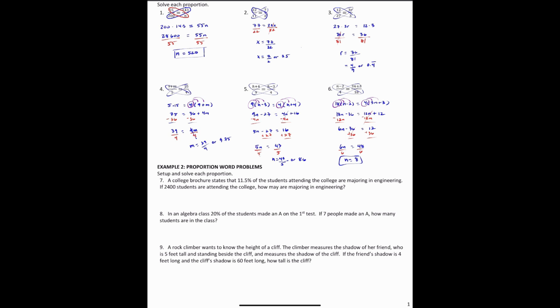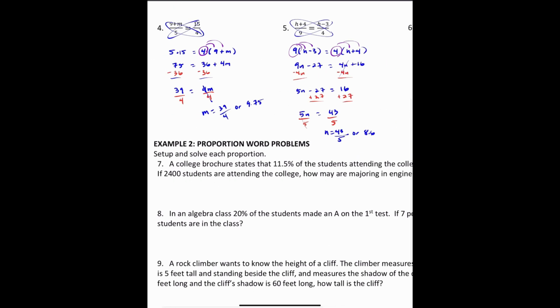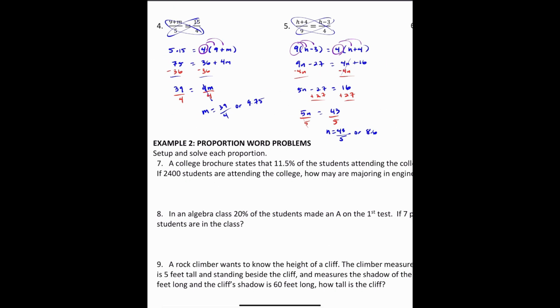So how we're going to set up this proportion is basically like this. We're going to have two fractions that are equal to each other. So the first fraction, we're going to have part over whole. And it has to be the same thing for the other fraction. So part over whole.